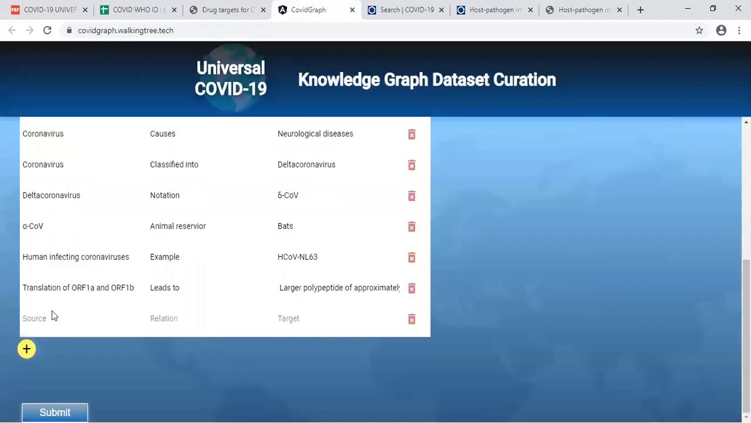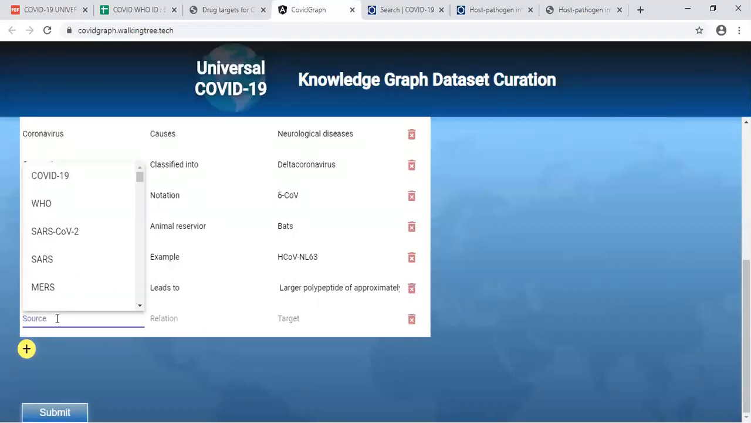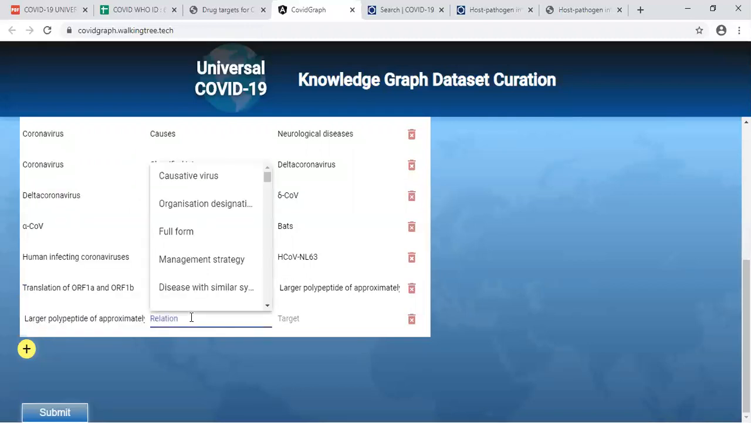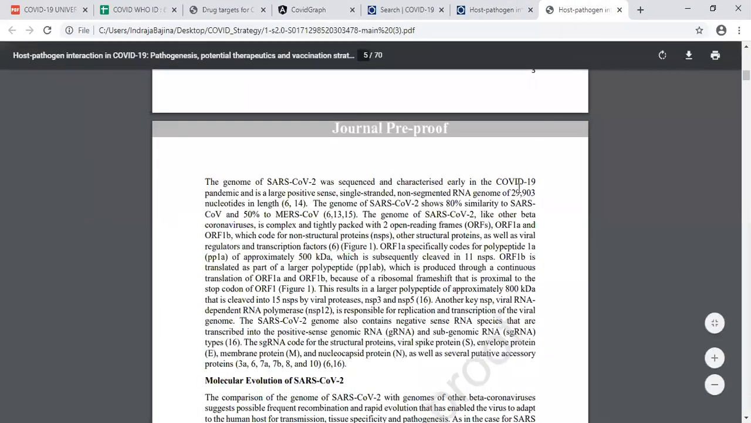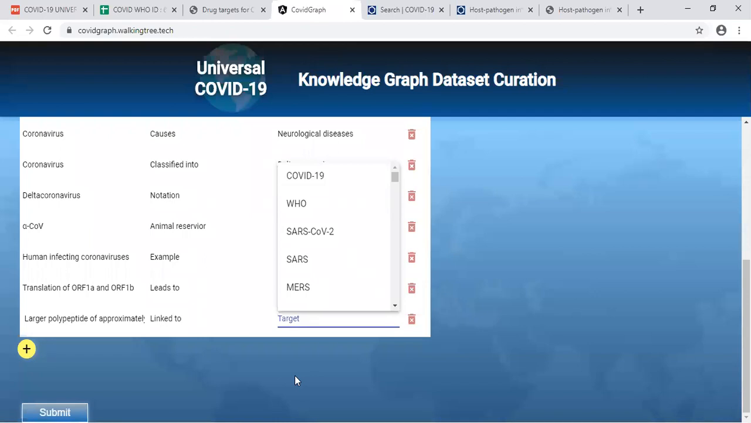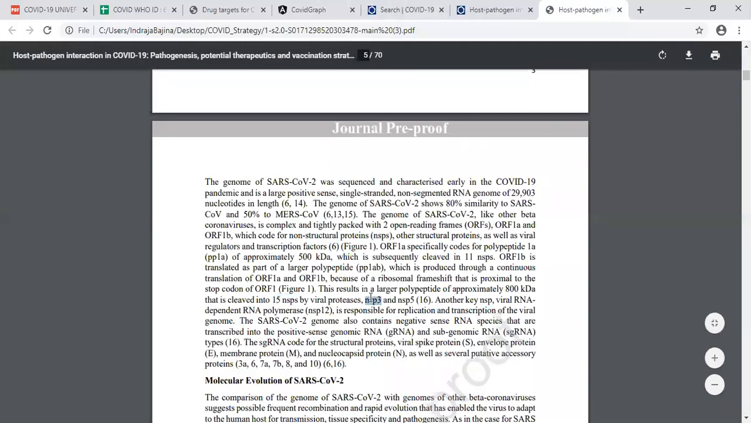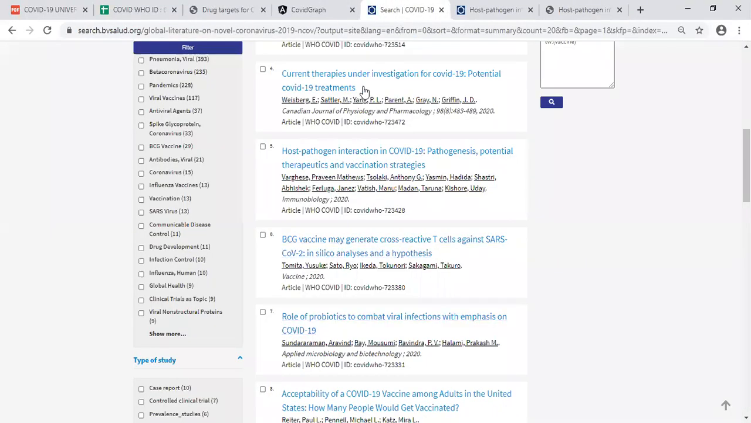Then you would add a linked to relationship. When you add these linked to relationships, it will be easier internally to actually connect these targets, and this target in particular in this case, with the relevant entities, so that wherever those entities occur, the respective connection is established. So this talks about 15 NSPs. So you can mention 15 NSPs, or you could also mention, say, NSP3 in particular. I mean, you should mention all of them, of course. So one at a time.